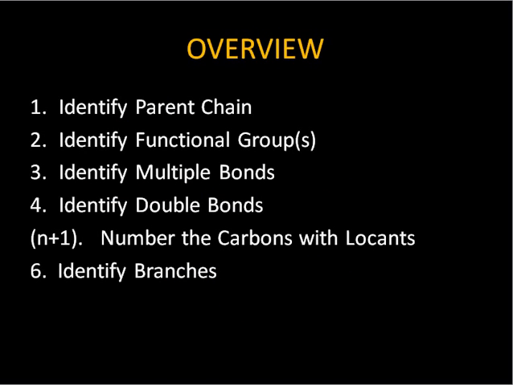First, we identify the parent chain, then identify any functional groups, then identify multiple bonds and double bonds, and through that process we number the carbons with locants as soon as we've discovered the functional group. If it's not there, then the multiple bonds and then the double bonds. That's the order we go in. Then after that we simply identify the branches. The branches always come last. But that's just my way of doing things. If you have a better way that suits you, then feel free. But that's just the way I can logically order this.